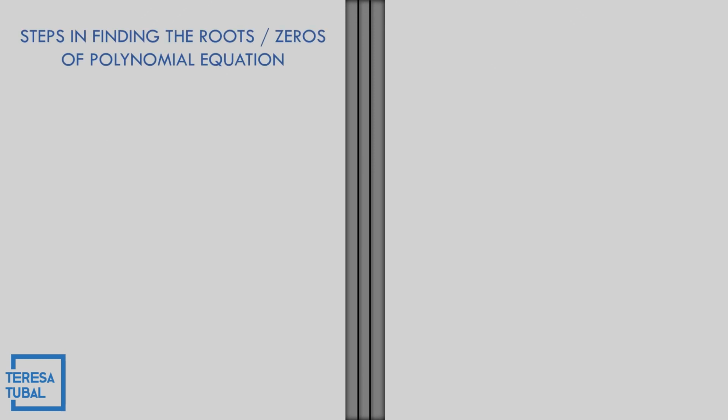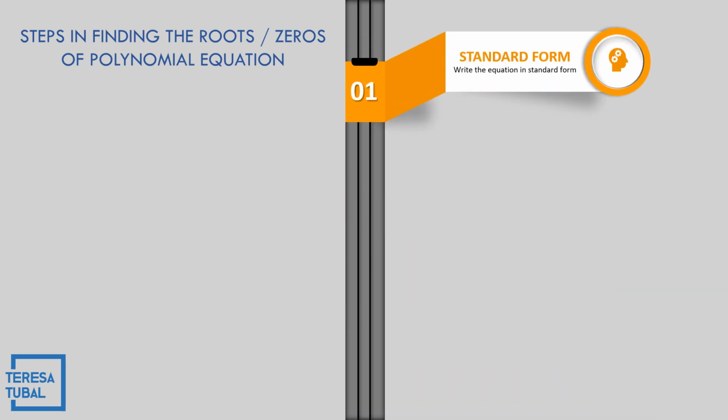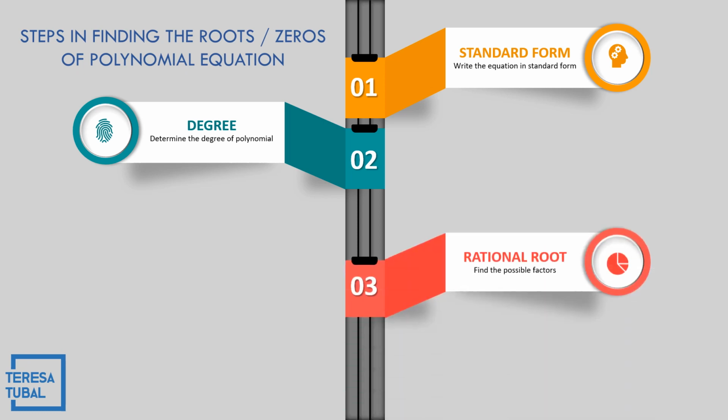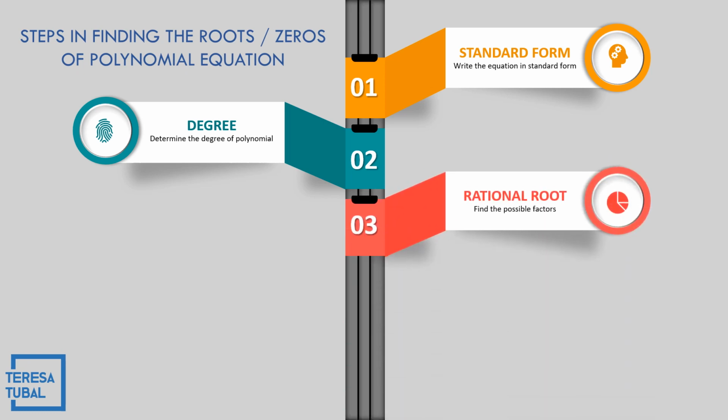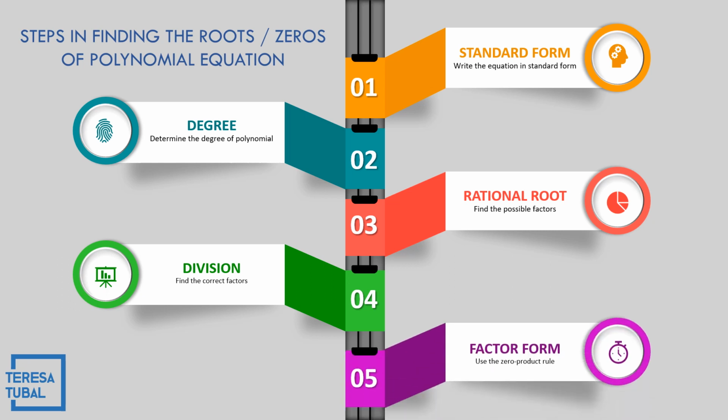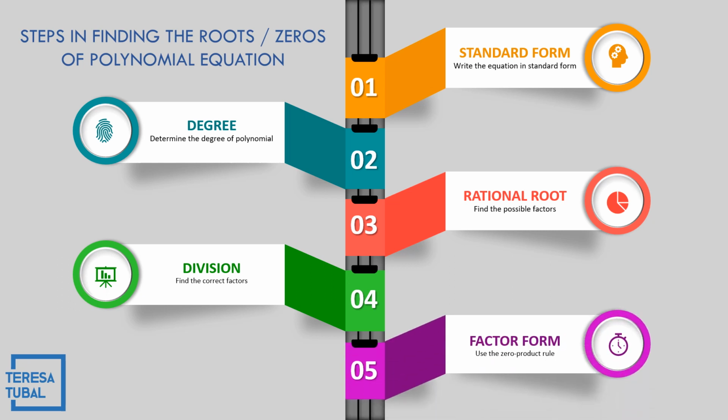What are the different steps in finding the roots of a polynomial equation? First step, we need to arrange in standard form. Second step, let us determine the degree of the polynomial. Third step, let us find the possible factors using the rational root theorem. Fourth step, let us find the correct factors using synthetic division. Fifth step, use the zero product rule to find the factored form.